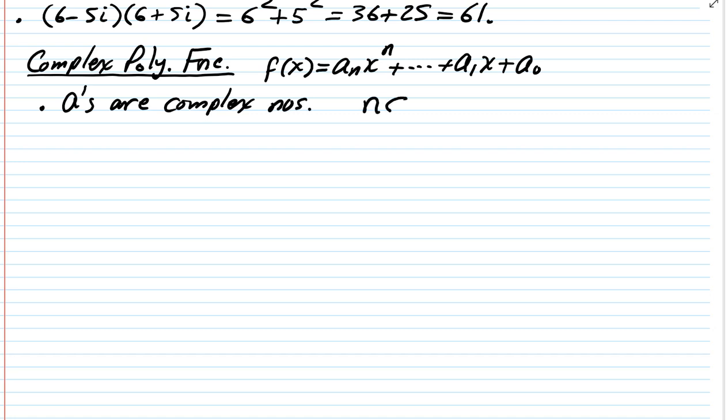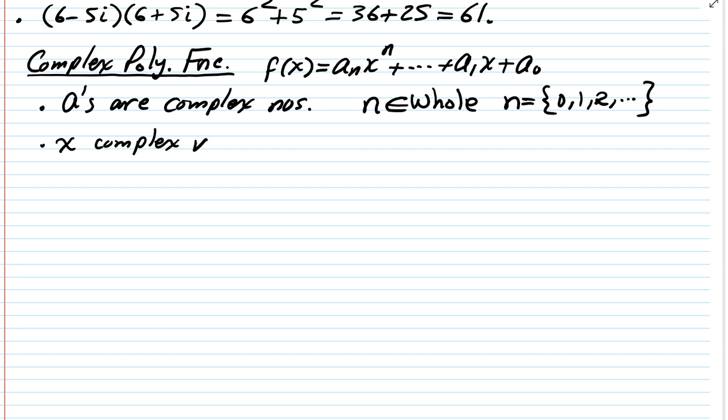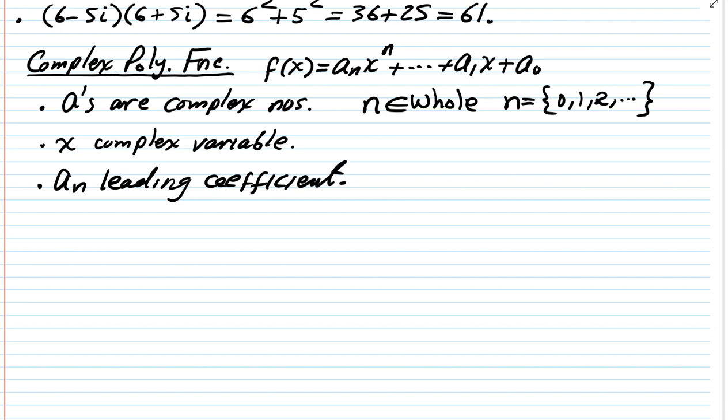The n here is an element of the set of whole numbers. In other words, the n's are 0, 1, 2, and so forth. Okay, that's what the n's are. And x is also a complex variable. Okay, that's what that is. A sub n, just as before, a sub n is the leading coefficient. Okay, and there we have that one.